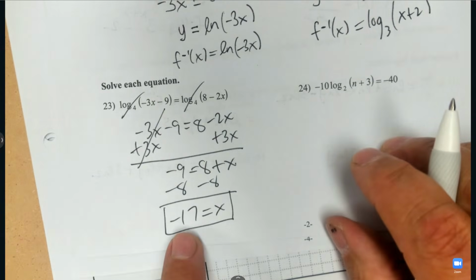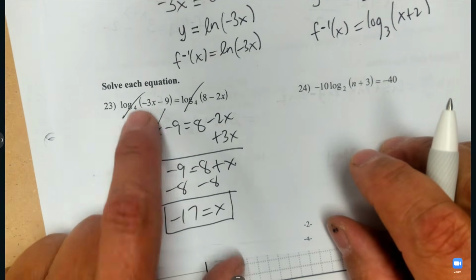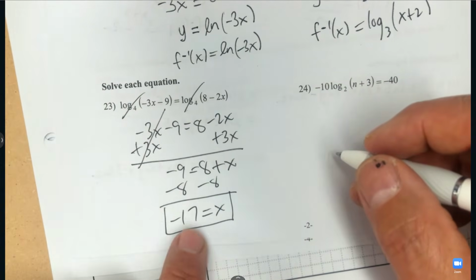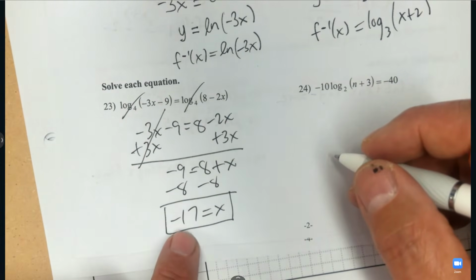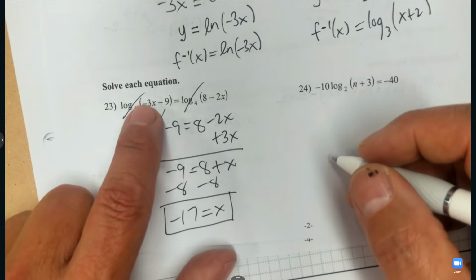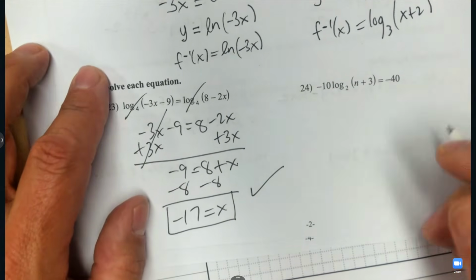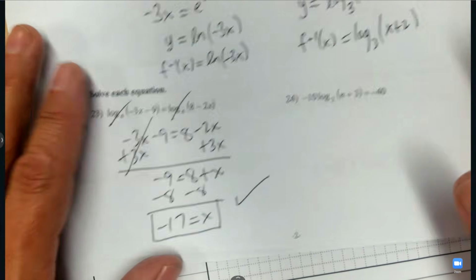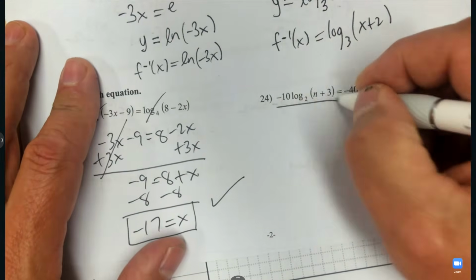Now, if you plug -17 in, this has to give you a positive value. Now, if I went -3 times -17, a negative times a negative, that's 51, take away 9. So it does give you a positive value because a negative times a negative is a big positive number. All right, 24, divide by -10.